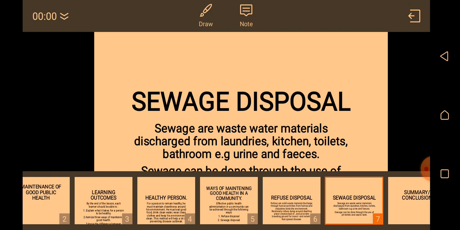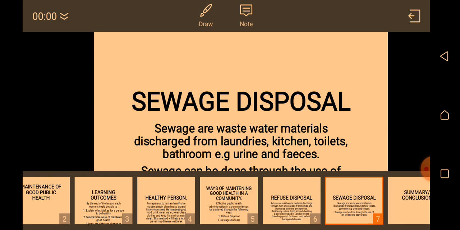An example is the water we have used to wash our clothes. It is now dirty, and you call it sewage. Such water is from laundries. Another water is from our kitchen sink, and that is also called sewage. Even the water we use to flush the toilet is also called sewage. You can see that all these exist in the form of liquid, while refuse exists in the form of solid.